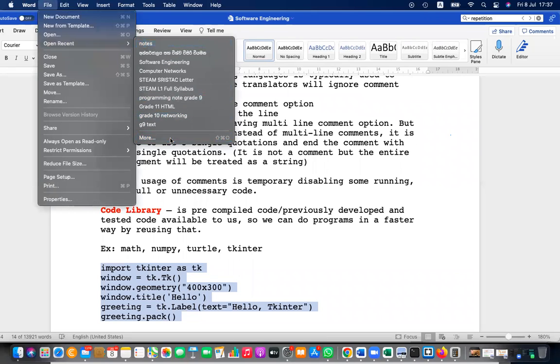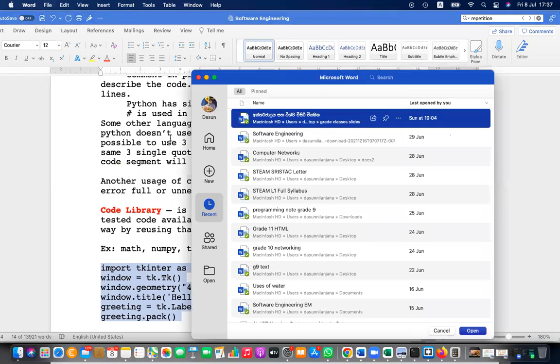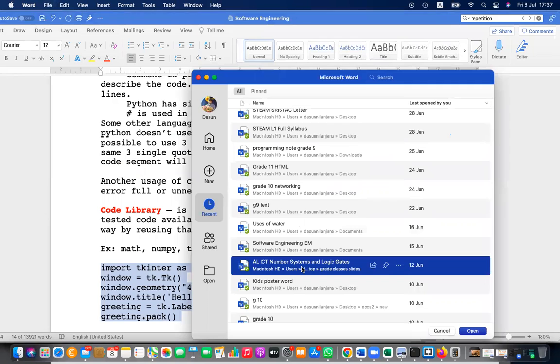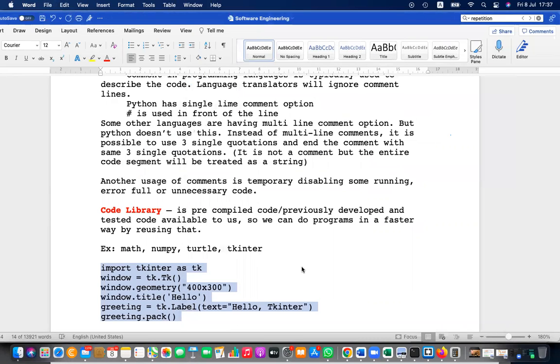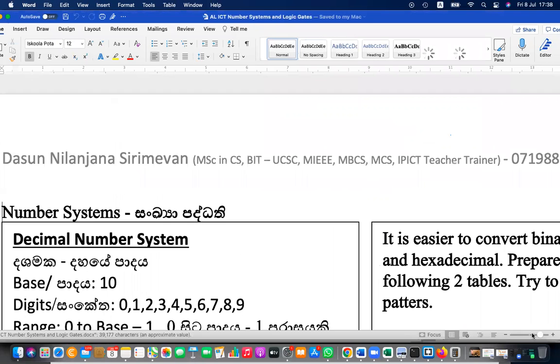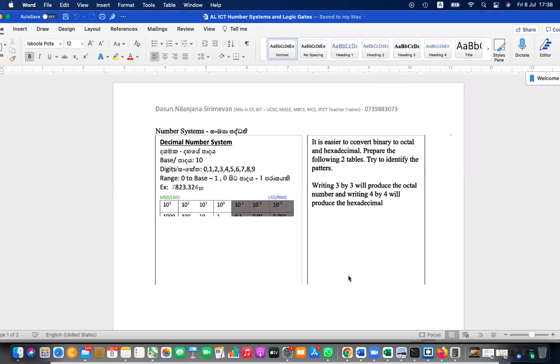And number systems. Let's wait. This is there in A-level ICT as well. I'll show this using the A-level ICT one, but it doesn't matter, you can understand. For A-level you have some advanced stuff, but anyway the basics are also there in A-levels. So this is what we have learned already, a summary.